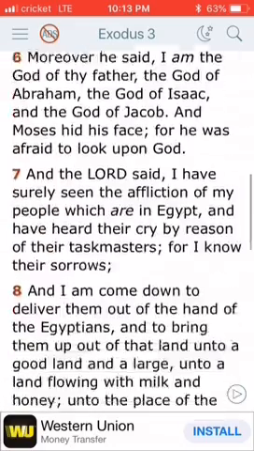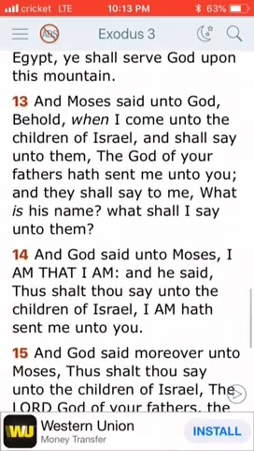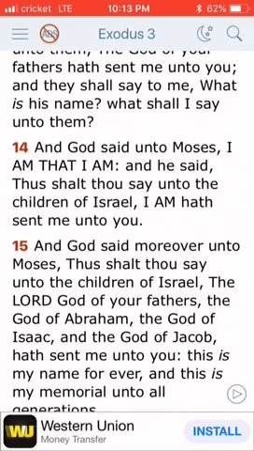Because when you read this, I'm gonna start at 13. It says Exodus 3:13, and Moses said unto the Most High, behold, when I come unto the children of Israel, and shall say unto them, the God of your fathers, the power of your fathers, has sent me unto you, and they shall say to me, what is his name? What shall I say unto them? And the Most High said unto Moses, I am that I am. And he said, thus shalt thou say unto the children of Israel, I am hath sent me unto you.